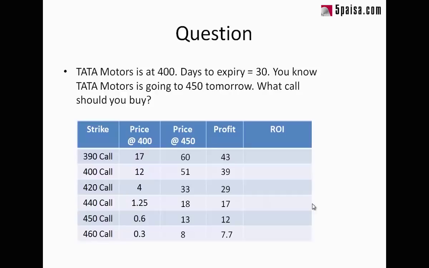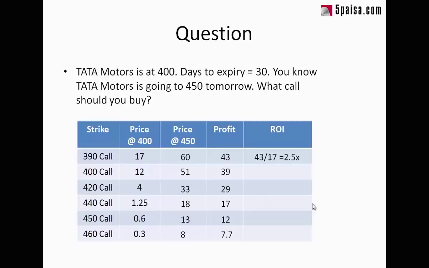The trouble with looking at just option profit per lot or profit per option is that it does not take the same amount of investment in each of these options. So to make 43 bucks out of 390, you had to put in 17, whereas to make 7 rupees out of 460 call, you just had to give 30 paise. So the right metric to compare which option is the best is actually the return on investment. So let's look at the ROI for each of these options.